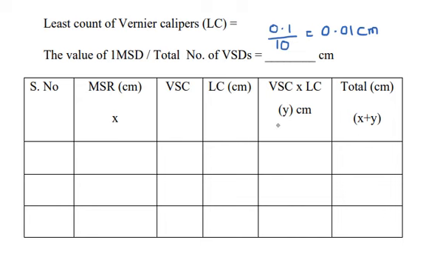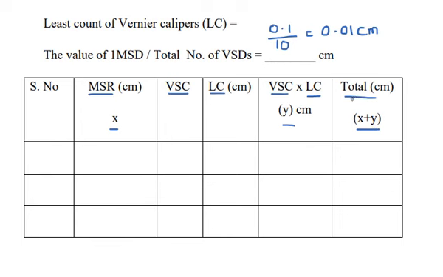Now, how to go for the measurement? MSR stands for main scale reading. VSC stands for vernier scale coincidence. LC is the least count, what we just determined. Vernier scale coincidence into least count, when added to main scale reading, gives us the total reading. You can read here, this is X, MSR, plus Y, vernier scale coincidence into least count, which will give us the total reading.